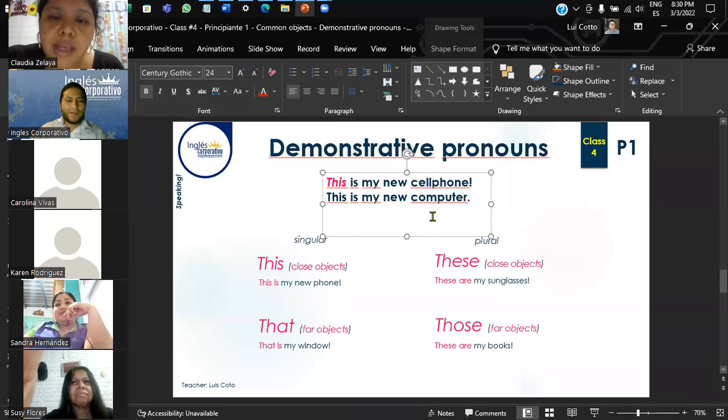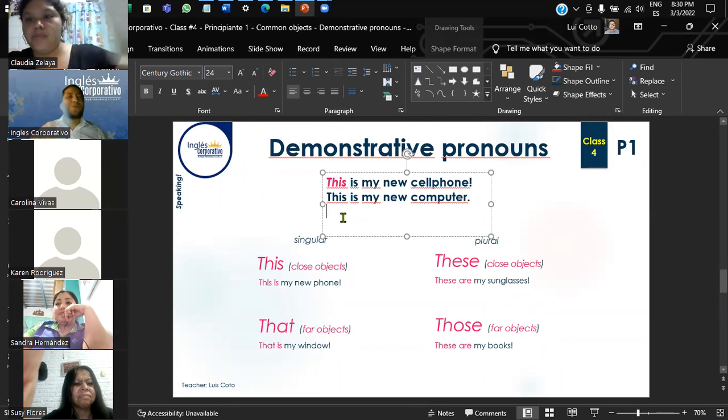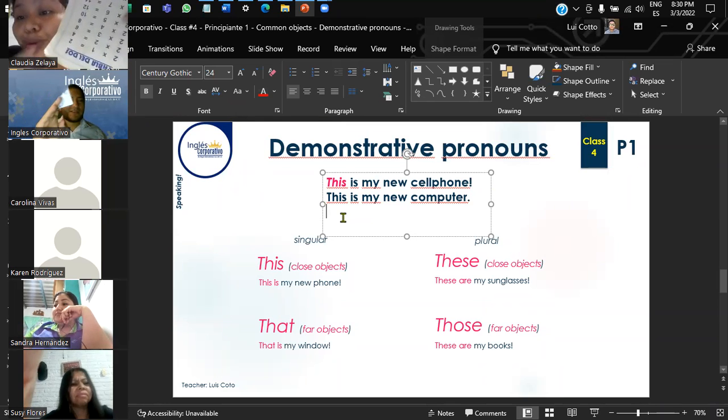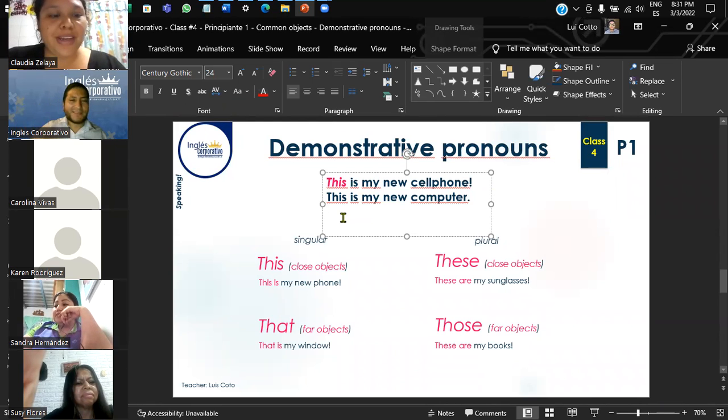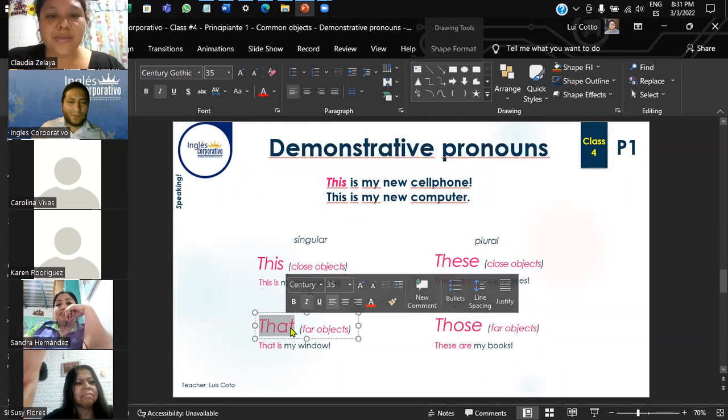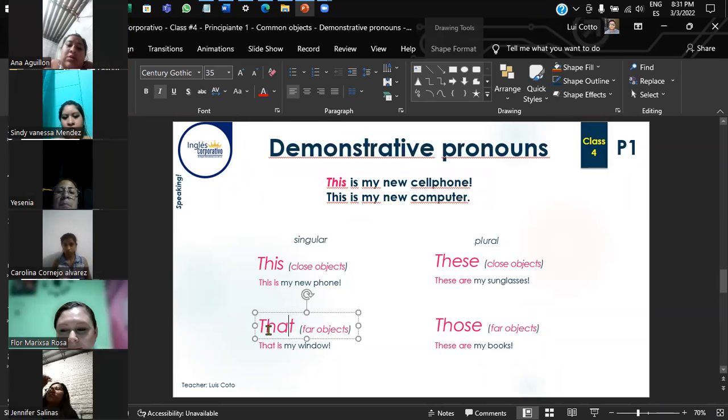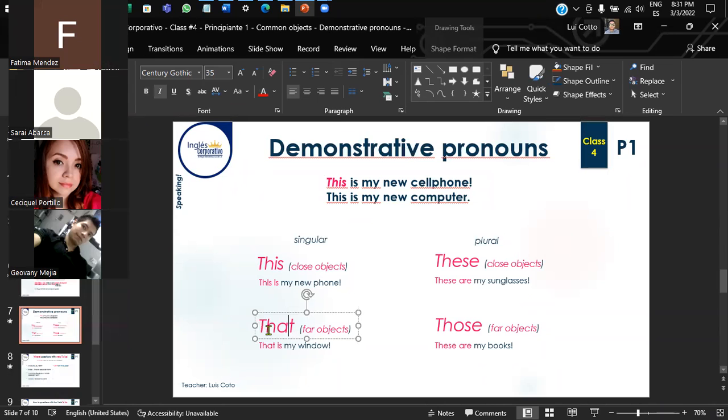This my new book. Okay, but where is it? ¿Dónde está? You need to touch it. Okay. Repeat it and show it. Repeat it and show it. This is my new book. Okay. Very good. Excellent. Nice. Another example with that. Example with that. Any of you, cualquiera. With that. Example with that.